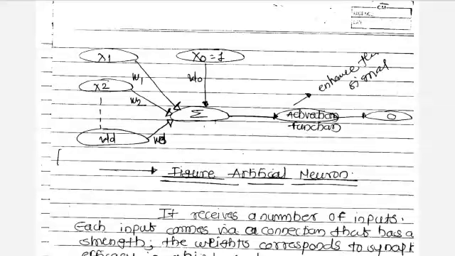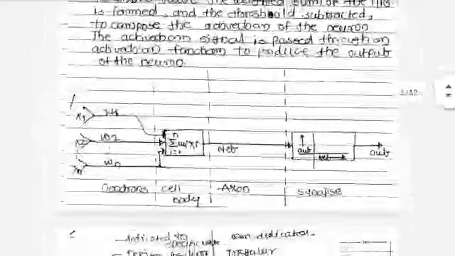Yes, exactly. Whatever input is given comes to the dendron. So here the threshold value is calculated through the activation function, and the output is produced by the machine.